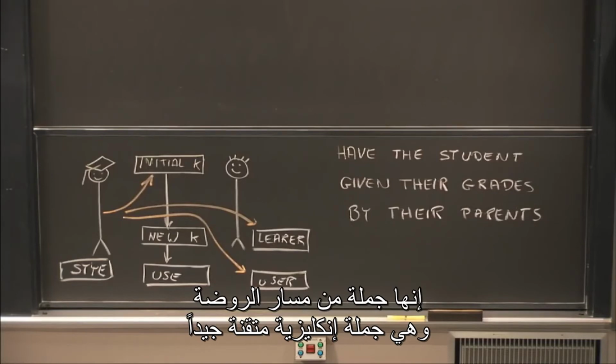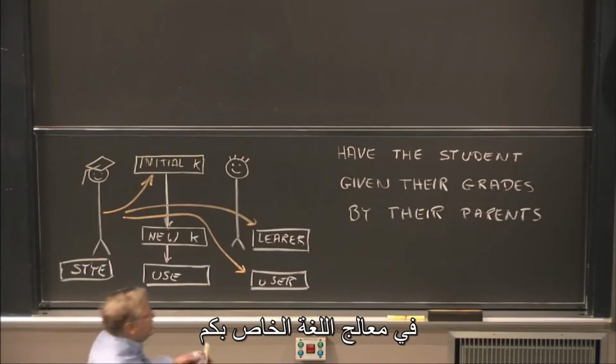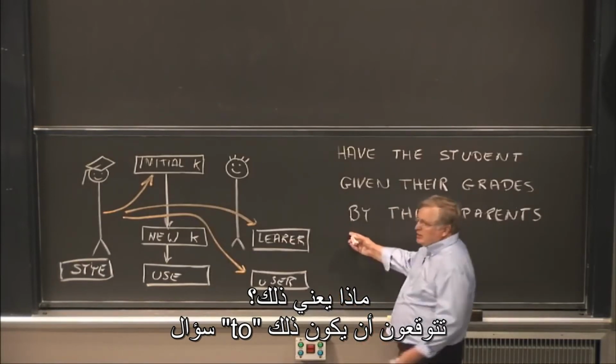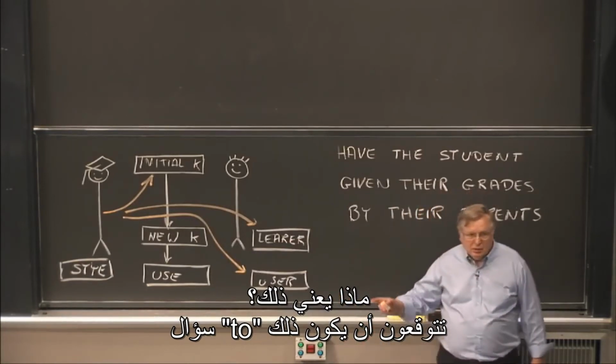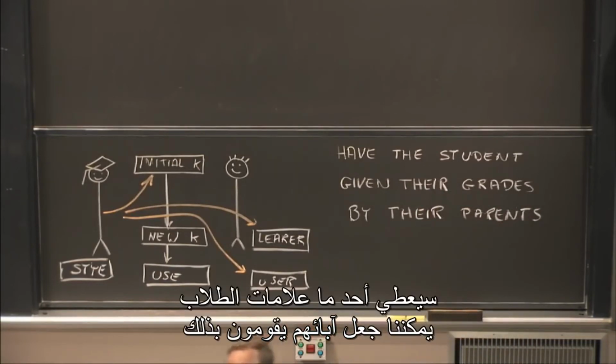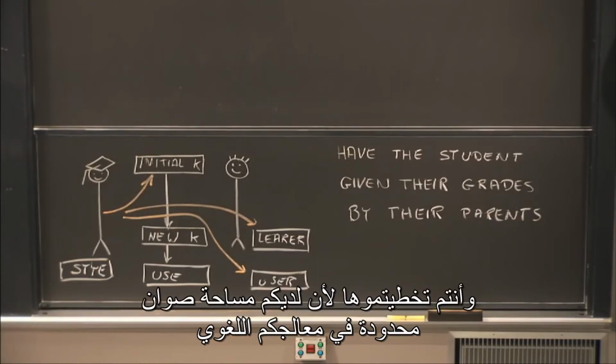It's perfectly good English, but the way you generally read it, it doesn't work, because you have a limited buffer in your language processor. What does this mean? You're expecting this to be a question. But it's actually a command. Here's the deal. Somebody's got to give the students their grades. Well, we can have their parents do it. Have the grades given to their students by their parents then. So it's a command, and you garden path on it because you have limited buffer space in your language processor.